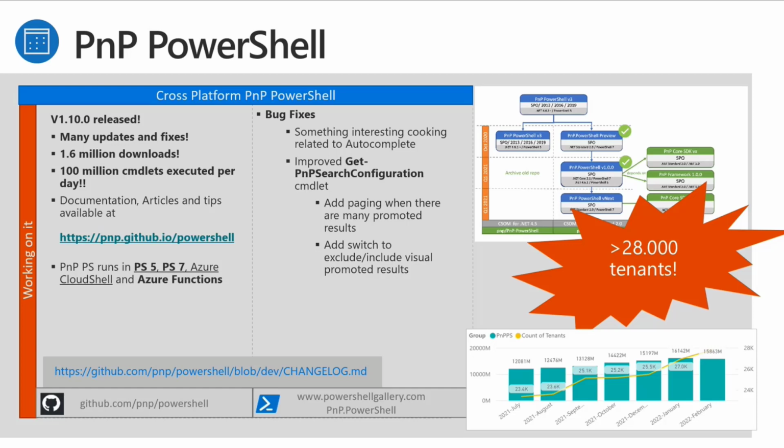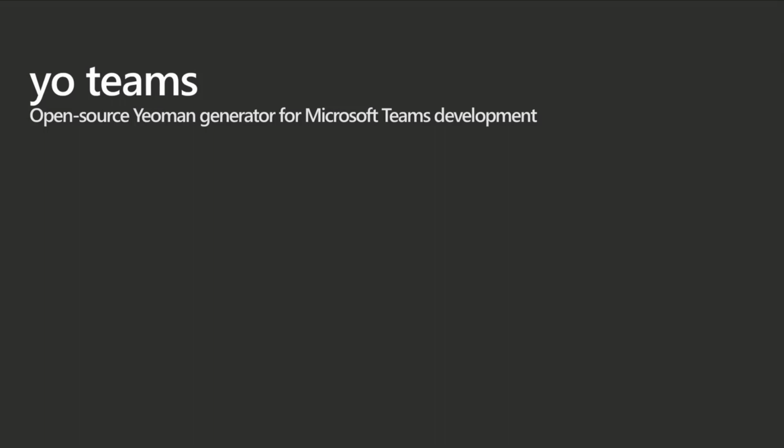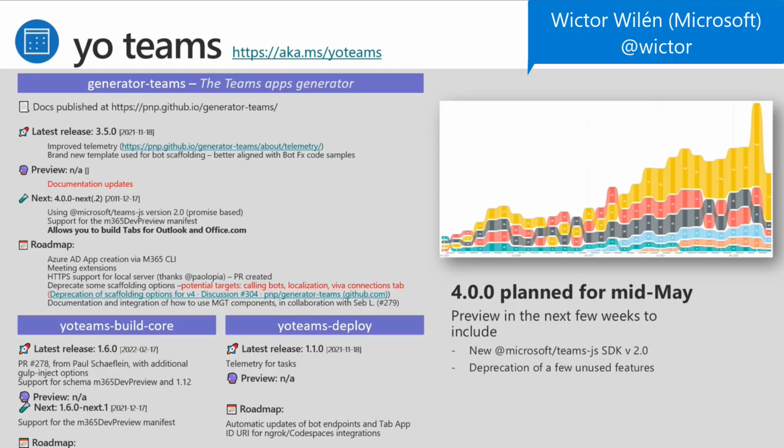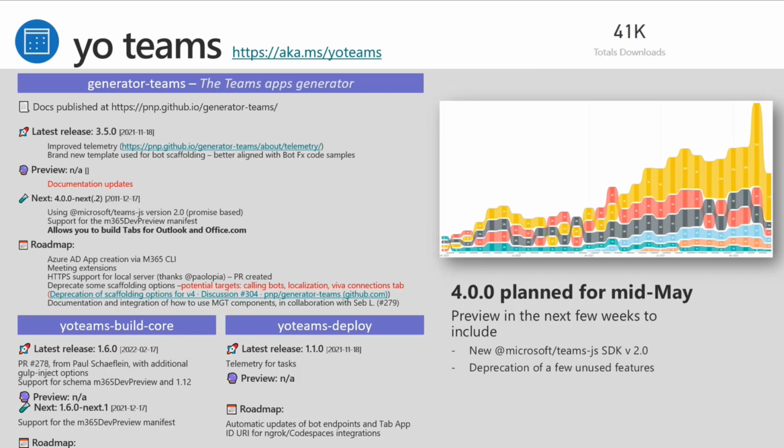Fantastic. Next up is Yo Teams with Victor. Yes, so we are planning the big 4 release in May. It is all dependent on the Teams.js SDK version 2.0, and they are coming closer to that one. And with that, as we mentioned 2 weeks ago, we will do some deprecations based on telemetry on stuff not being used, so it'll be much slimmer.